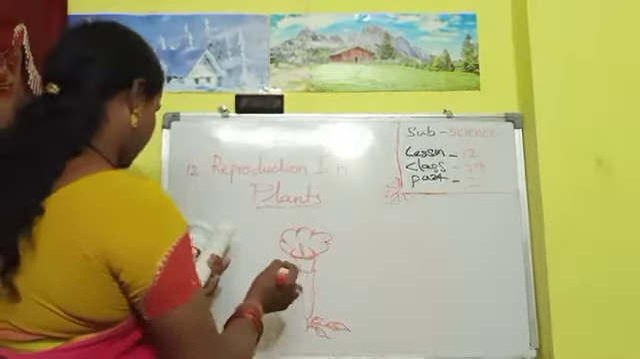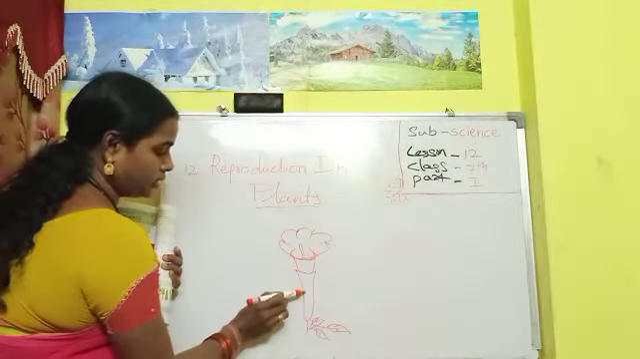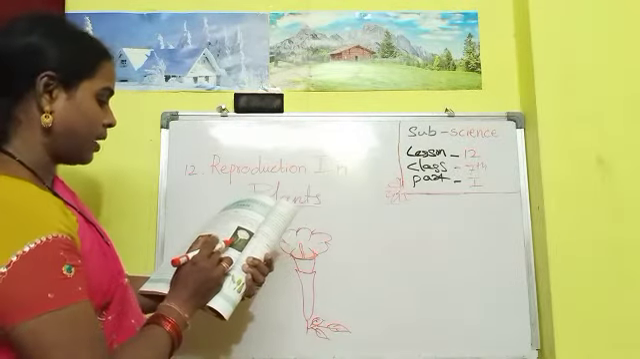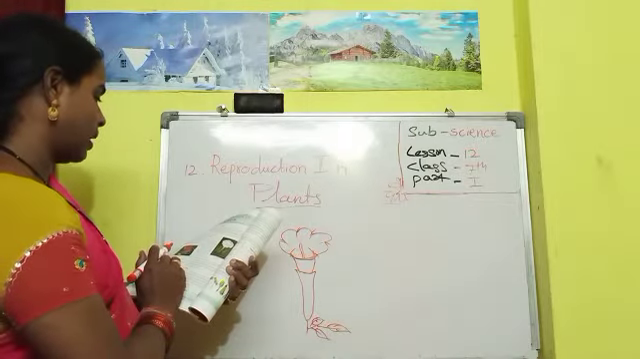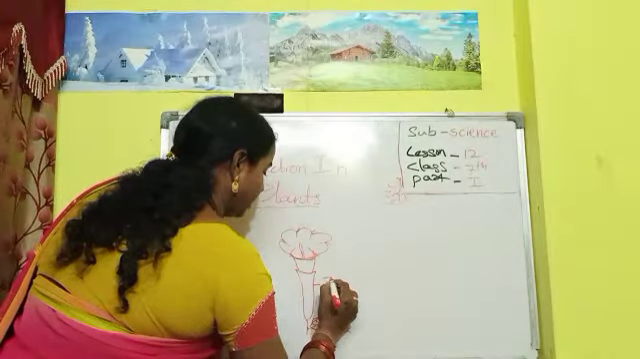So children, this is a Dhatura flower. And this is a greenish part. This is the green color part. See in the picture, you can see clearly. This part is called thalamus.